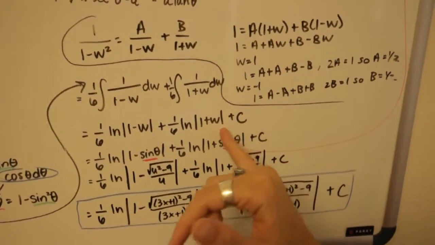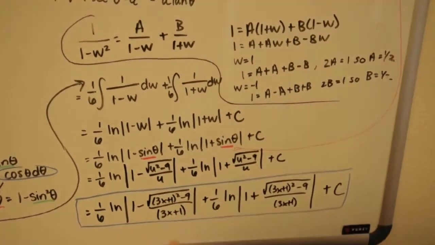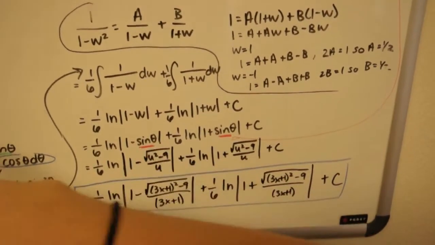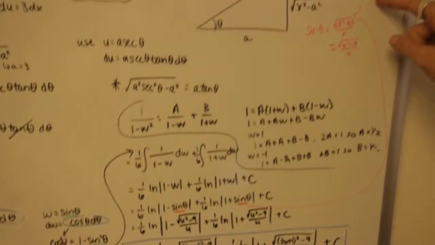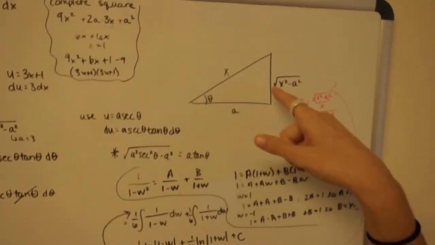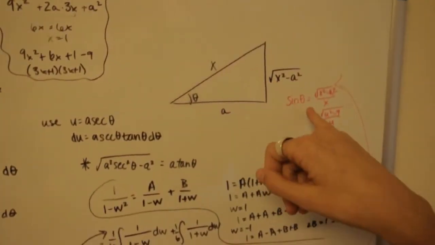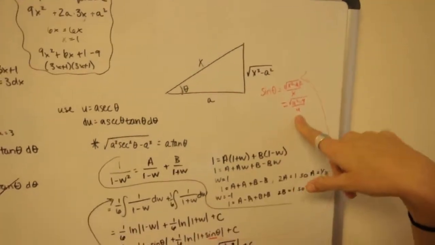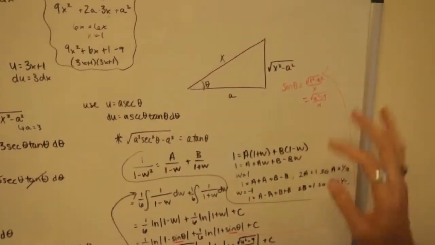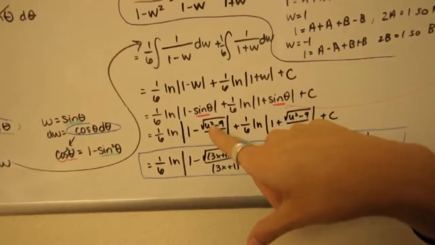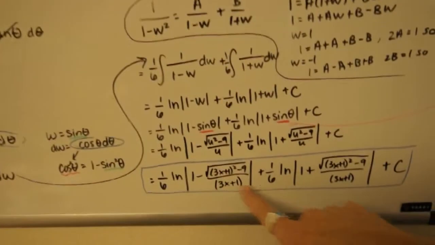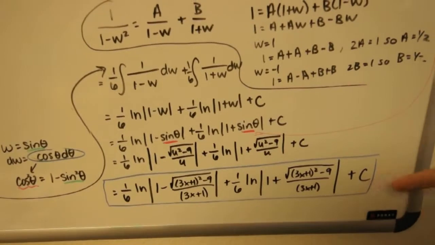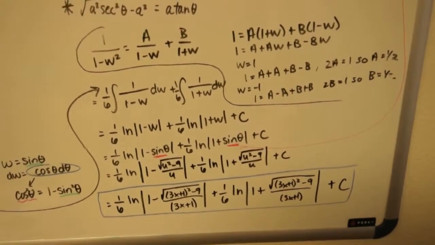And so you do that on each side, and then you have to re-put in the substitution. So we have w is sine of theta, because of over here. And so then sine of theta, you go back up to your triangle, and the sine of theta is opposite over hypotenuse, which is we just called it x, but really it's u. So you put that down here, and then u, we said, was 3x plus 1. So you put in for u, and that is your solution, plus c, which is an arbitrary constant.